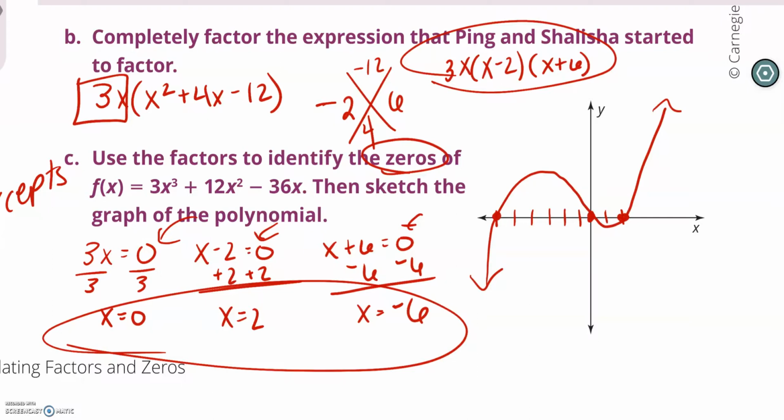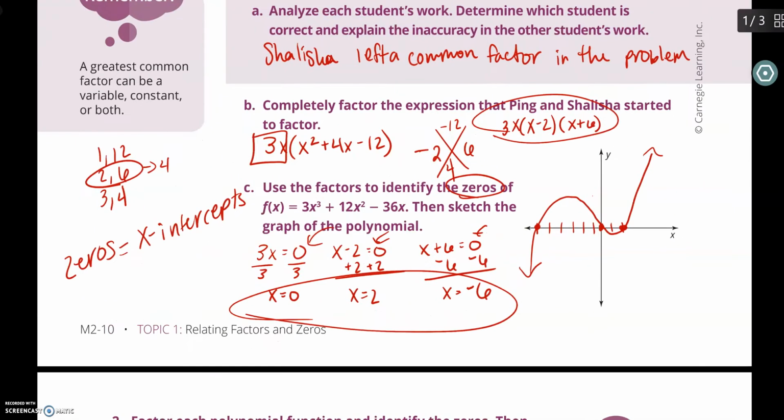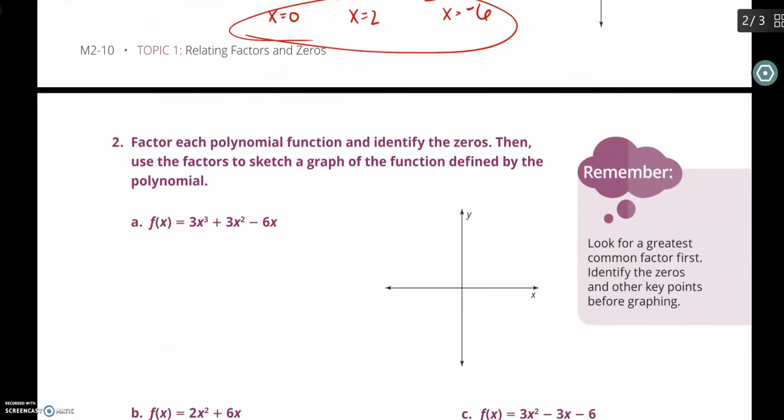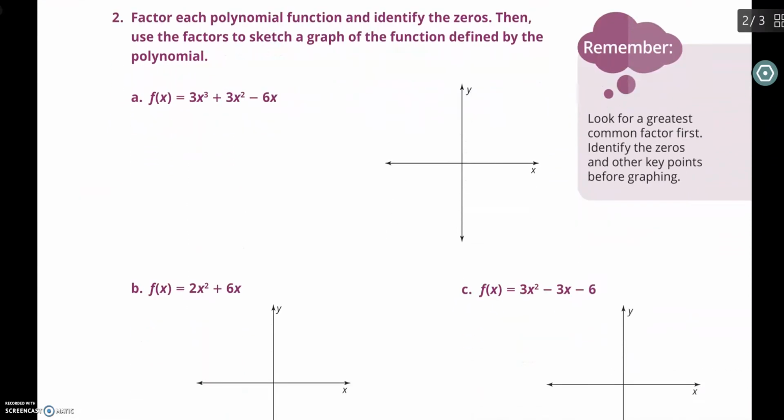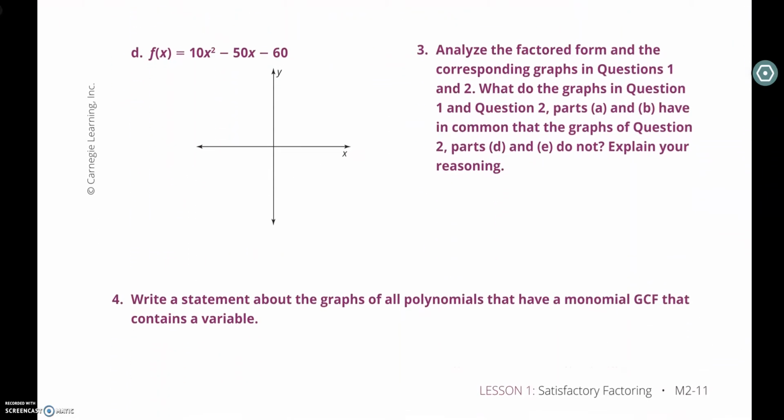So factoring directly relates to graphs, the x-intercepts, and the solutions. Lots of things that you can get from factoring. So the rest of your assignment will be on the next page to graph these.